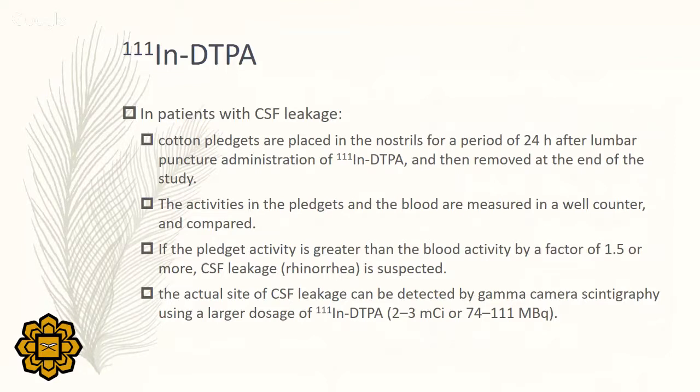So you want to know whether this patient has CSF leakage or not. So you do the lumbar administration. After you finish the administration, immediately you put the cotton pledgets in the nostrils of the patient. After 24 hours, you take them off and check the activity. You take some blood and measure the activity in the blood sample, and also the pledgets. So you compare both of these activities. If the pledget activity is 1.5 or more compared to the blood, this patient is suspected of CSF leakage. Then you use gamma camera scintigraphy to locate the actual site of the CSF leakage.